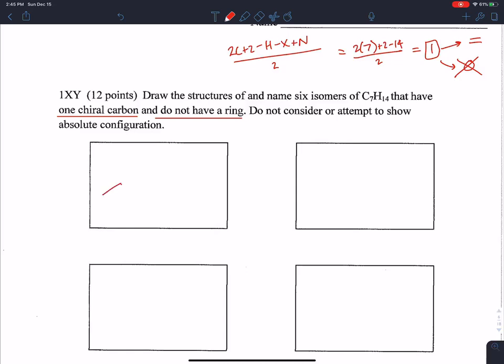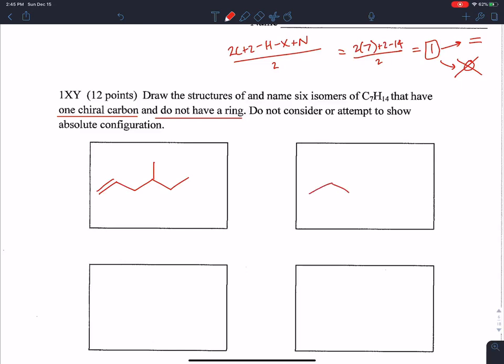I know I can't make a 7-long chain, because if I make a 7-long chain, it won't have a chiral center, even if I put a double bond. So let's make a 7-long chain anyway, and then what we'll do is this. We'll go 1, 2, 3, 4, 5, 6, 7. So this is a double bond. The way I would do it systematically is I would just erase the methyl and put it here. Well, that's not a chiral center yet. So let's move it over another time. Okay, that is a chiral center. So that's one answer.